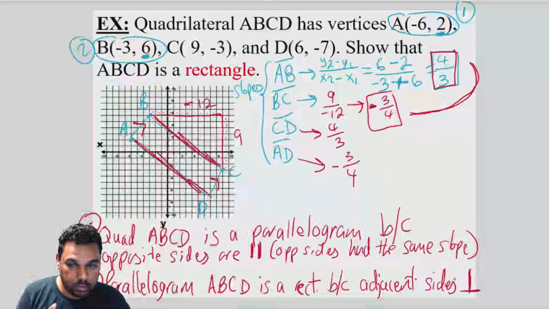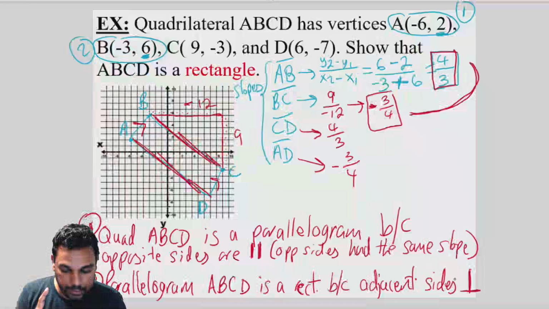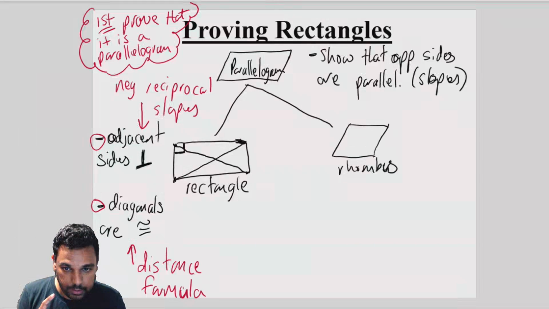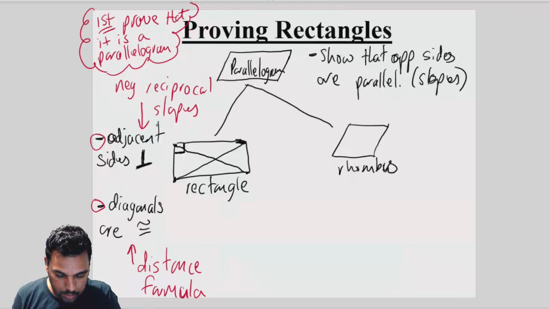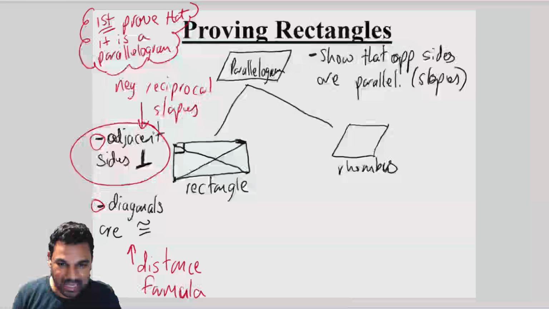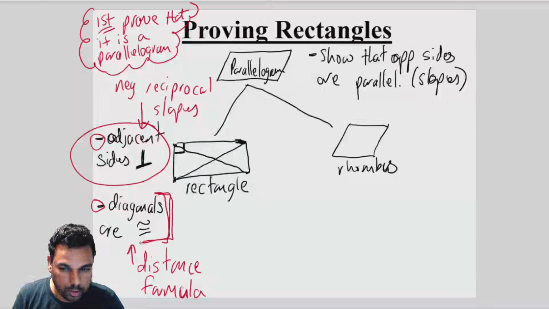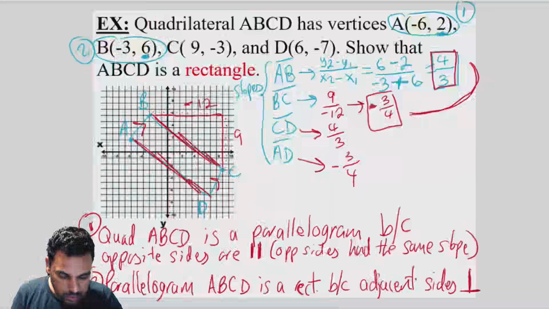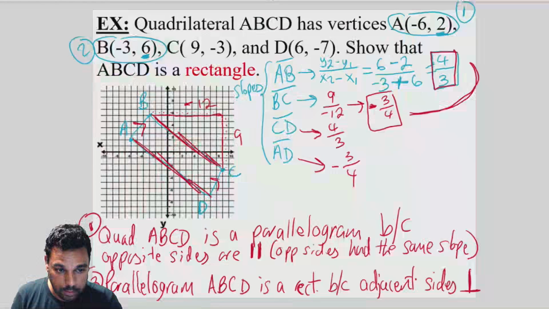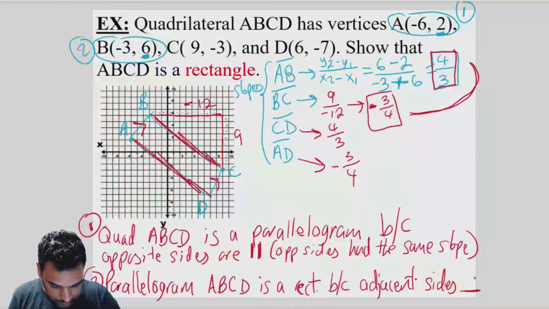There is one other way. I'm just going to go back to that first thing that we did. So we used this one because it was like less work. But you could have used diagonals are congruent to each other. So here's what we could have done. All right, so I'm going to erase this. I'm going to erase this thing.